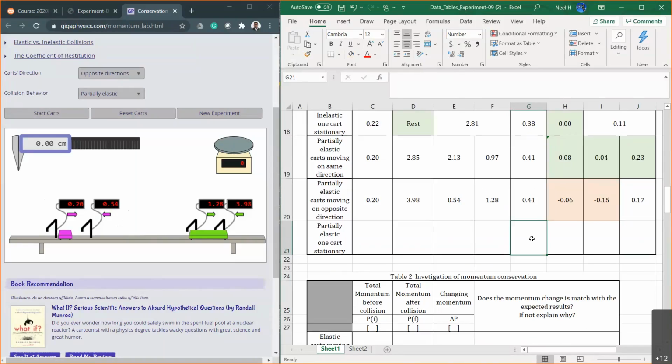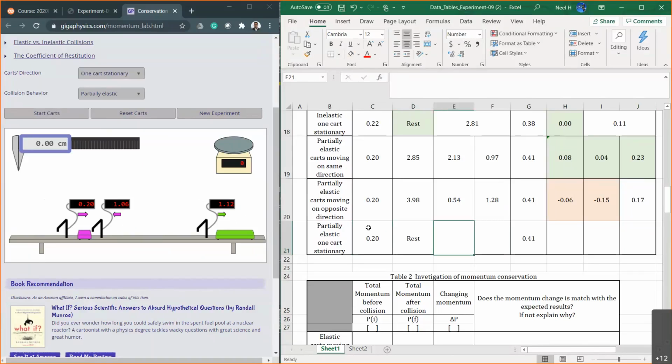Okay, then let's continue. So the last one, let's reset the cards and change this into one card staying at rest, stationary. Click start cards. After the collision, card 1 bounces back. Now let's record the data. Before collision, card 1 is 1.20. Before the collision, card 2 is at rest.